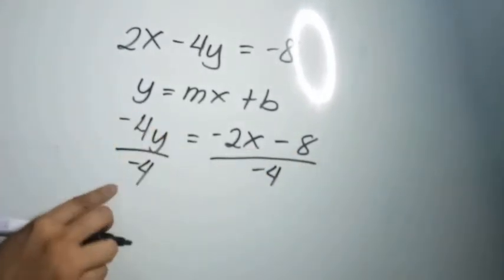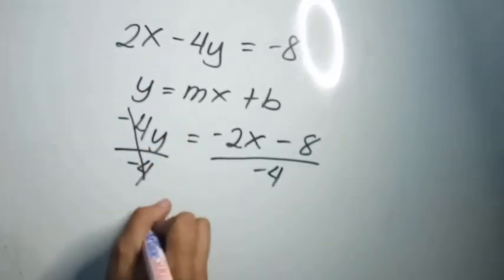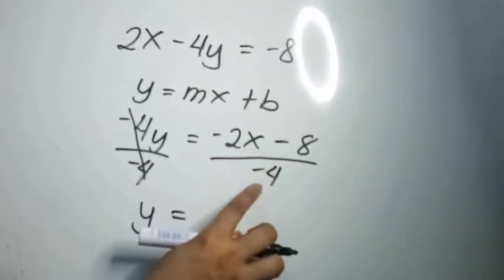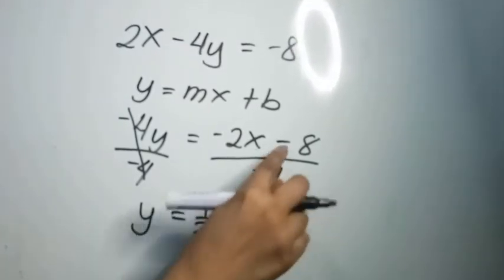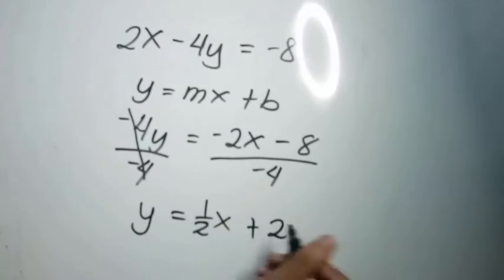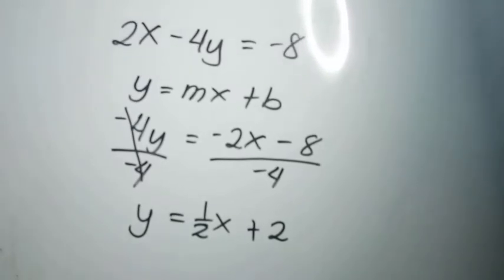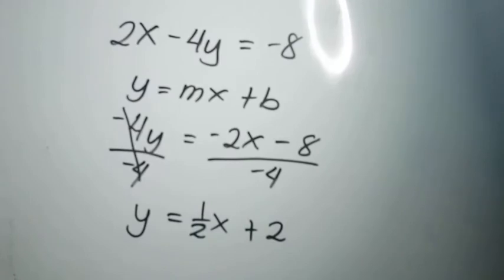So negative 4 divided by negative 4 is equal to 1 times y is equal to y. Then negative 2x divided by negative 4 is positive 1/2 x. Then negative 8 divided by negative 4 is positive 2. Therefore, the slope-intercept form of 2x minus 4y is equal to negative 8 is y equals 1/2 x plus 2.